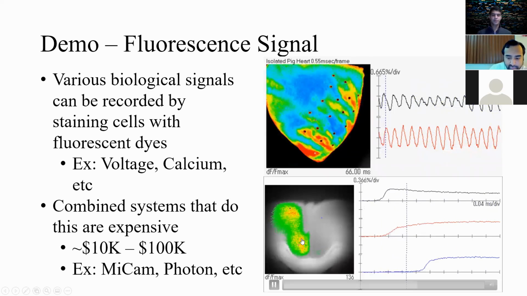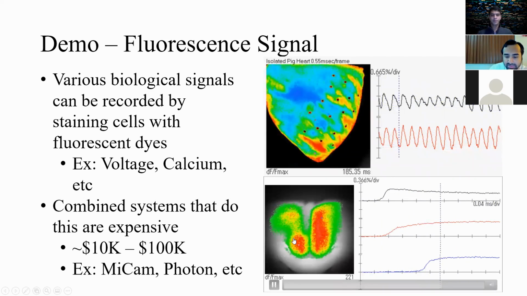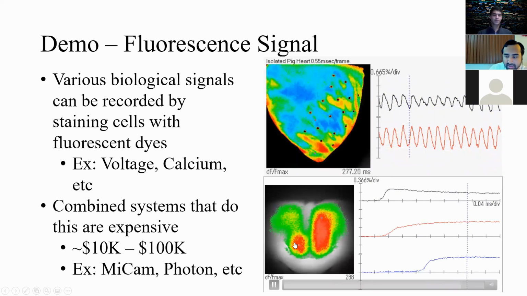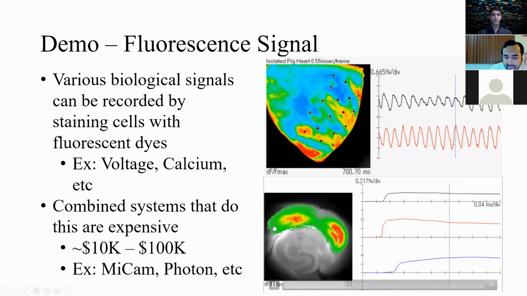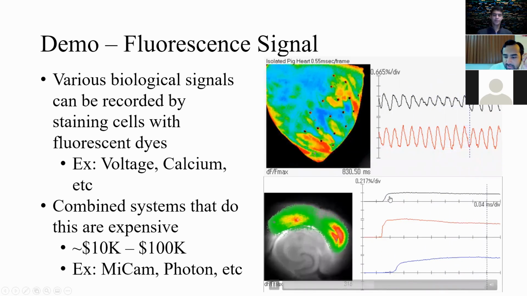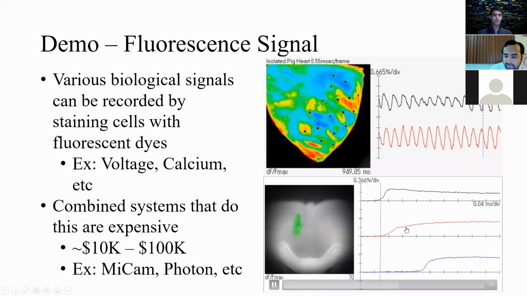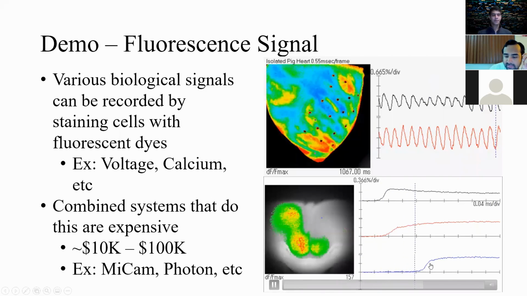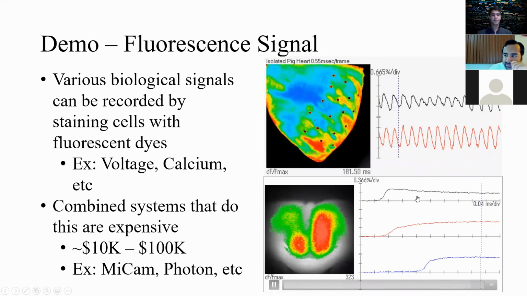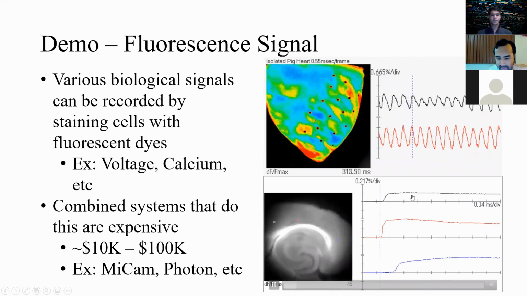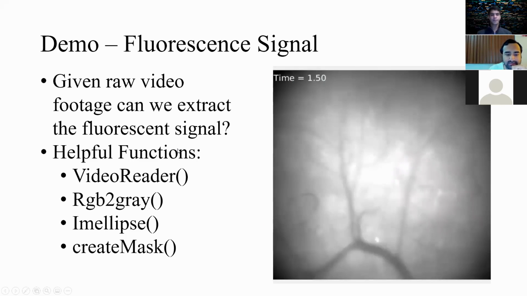And this is an example of, I believe, a rat brain, where parts of it are being stimulated. And the parts that are being stimulated are each being tracked with these little dots here. And each of these dots corresponds to a different graph here. You can see how each of them starts off and sort of plateaus after the stimulus ends. Now, what we're going to do is, if we have raw video footage, can we extract the fluorescent signal from it? The answer is yes, naturally, but how do we do it?